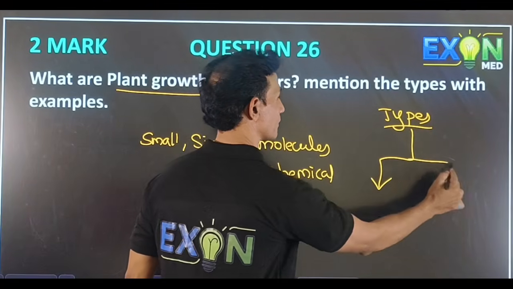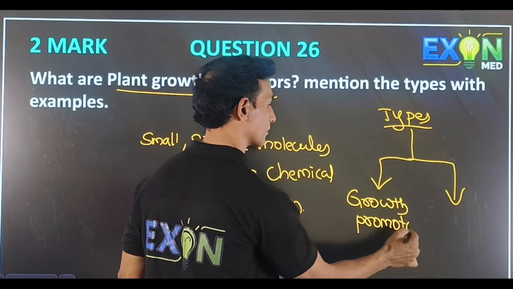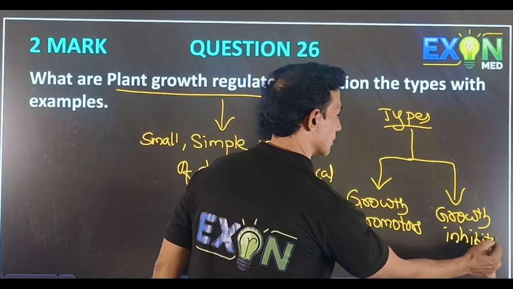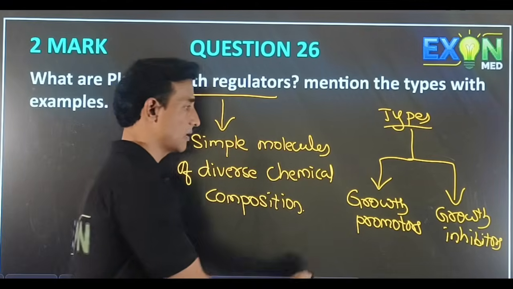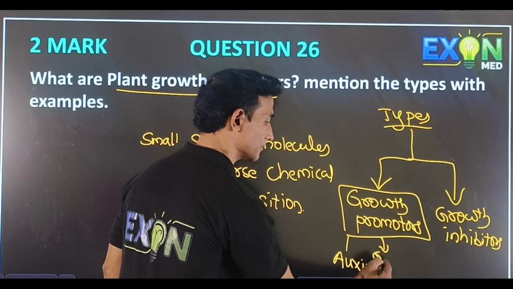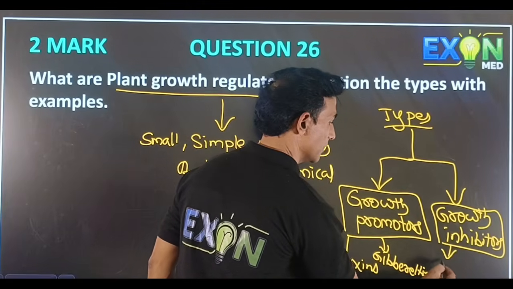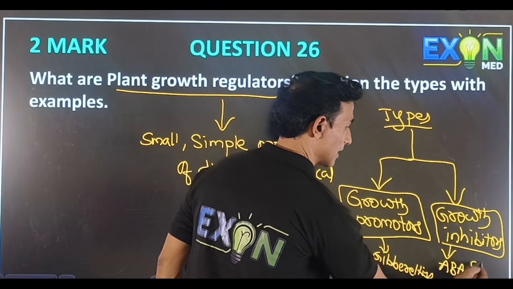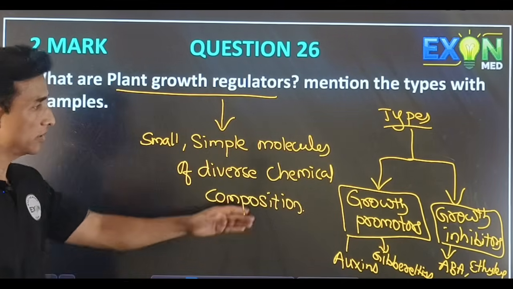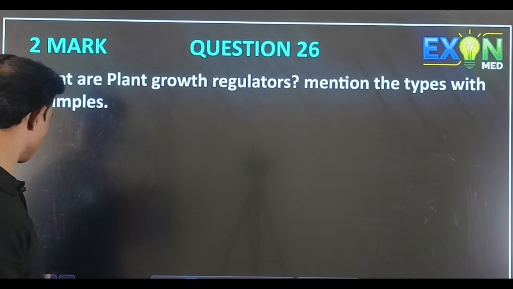For the types, you can mention mainly there are two types. One is growth promoters and growth inhibitors. So they have asked even with examples. For growth promoters, you can give auxins, gibberellins, and for growth inhibitors, you can give abscisic acid and ethylene. Ethylene fits for both growth inhibitor and growth promoter. So you can mention growth promoter, one example, and growth inhibitor, any one example.